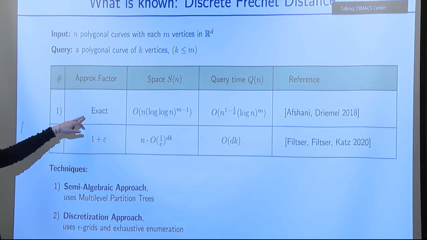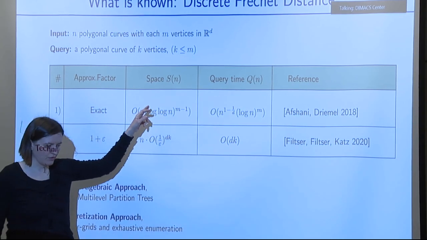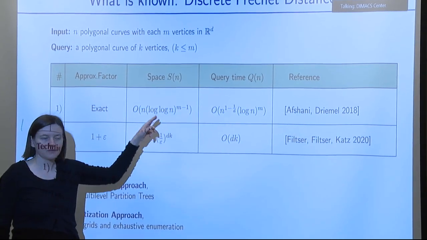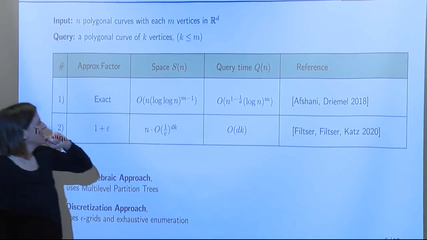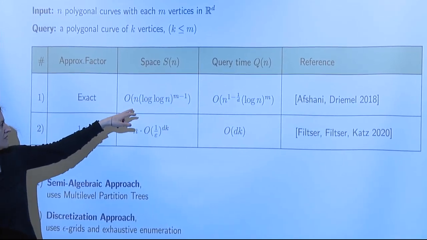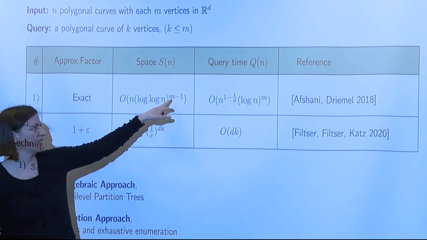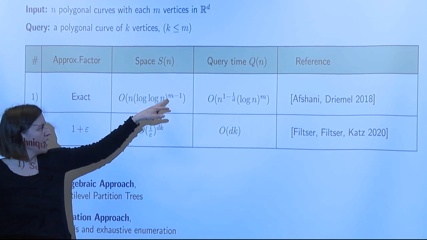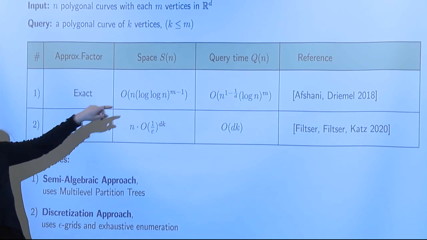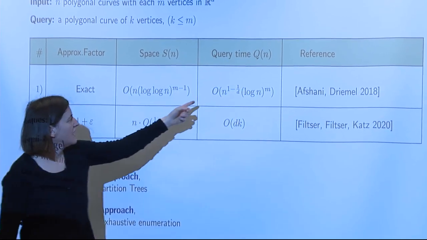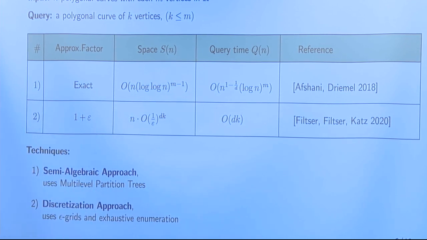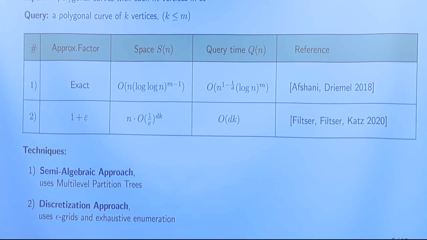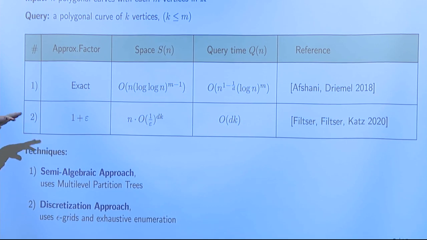So for exact near neighbor searching, and actually what we're solving is the range reporting problem, there is this result that uses near-linear space, except it has an exponential dependency on m, the complexity of the input curves, and a relatively high query time, n to the 1 minus 1 over d plus some log factors.